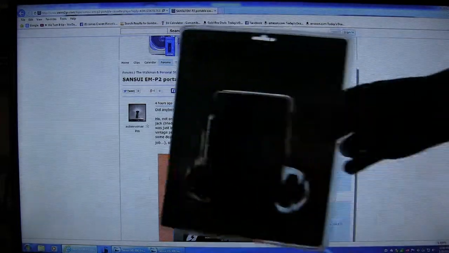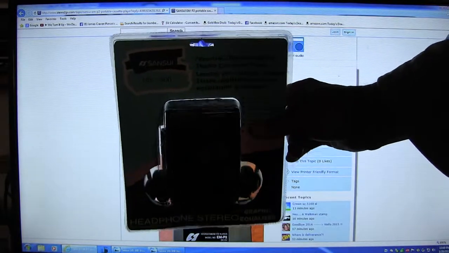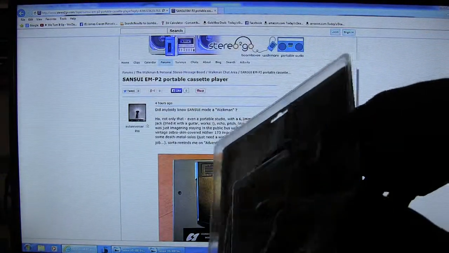Remember, here's one I bought way back when. I've never opened it. It's still sealed in the original packaging.